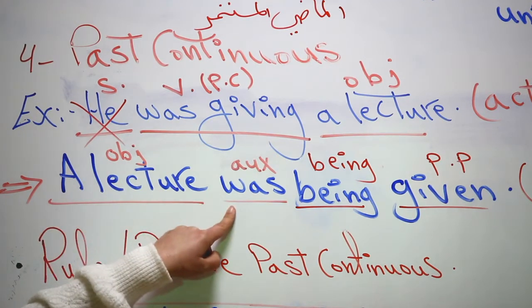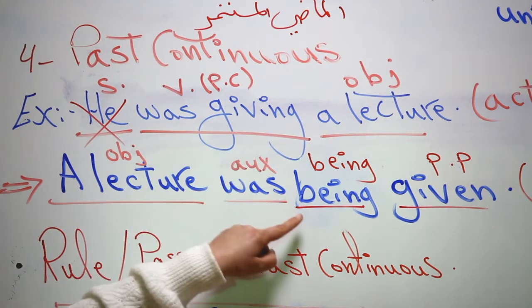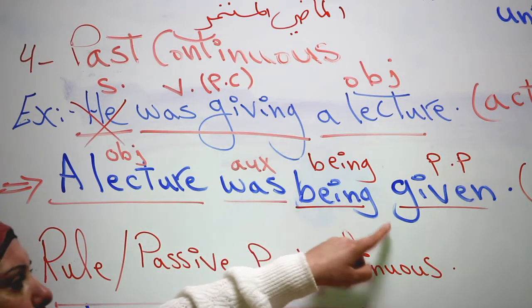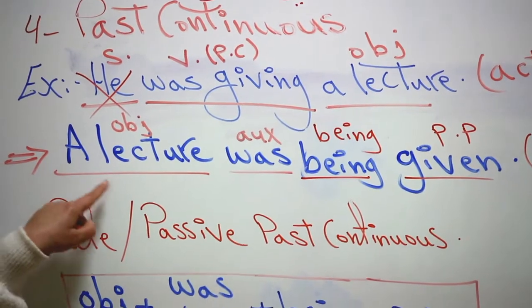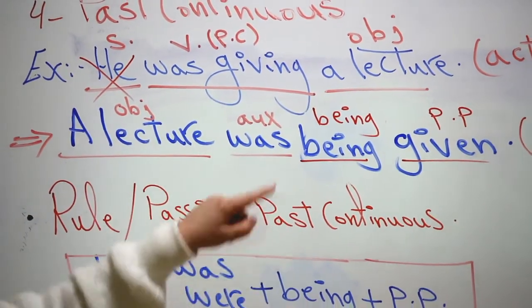مفرد. I will use what? Was, plus being, plus what? The past participle of the verb giving, which is what? Given. So I have: A lecture was being given.